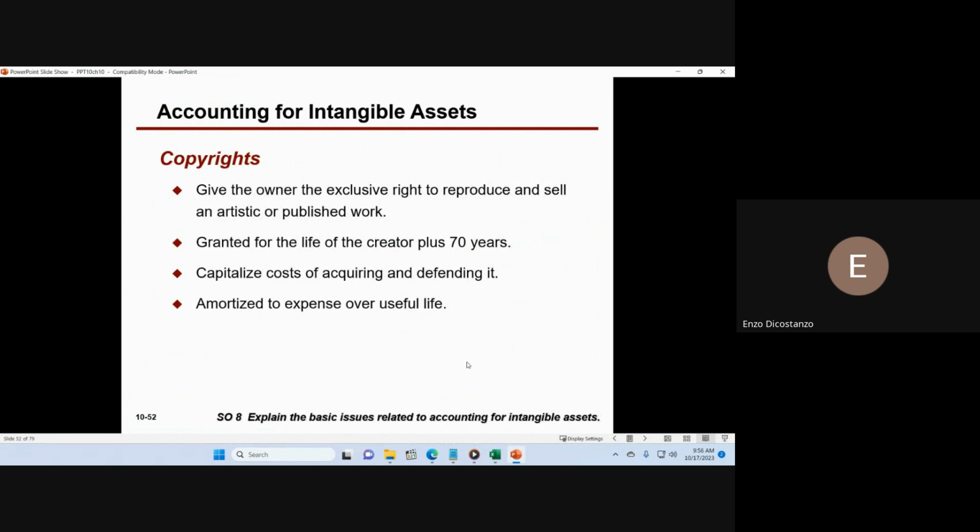Copyrights give the owner exclusive rights to reproduce and sell an artistic or published work, granted for the life of the creator plus 70 years.